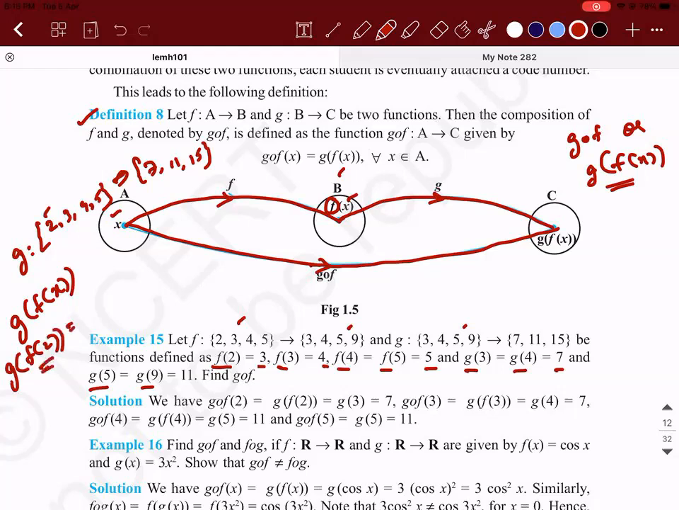So I will start with g of f of 2, the first number. f of 2, I'll borrow it from here. f of 2 is equal to 3. So this is same as g of 3. g of 3, I'll borrow it from here, that is 7. Is 7 a part of this codomain? Yes, it is.